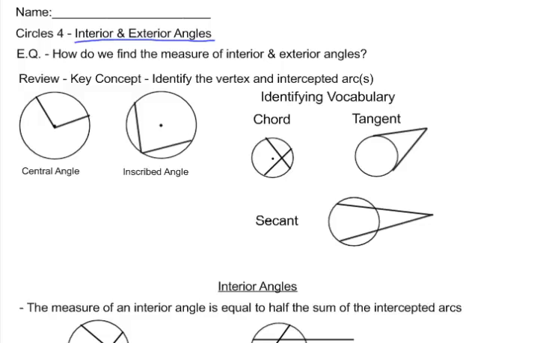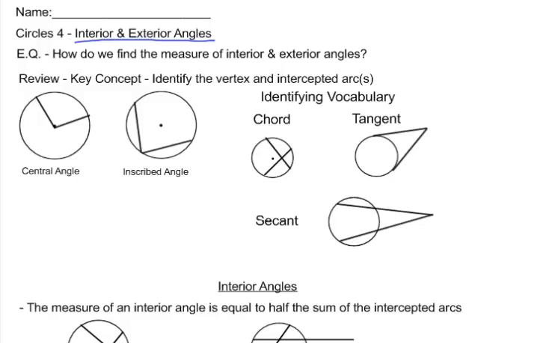Angles. So this is just the fourth day in our circles unit where we've been focusing on angles. And today the essential question that we want to answer is how do we find the measure of interior and exterior angles in a circle, and when we're referring to those, we're referring to the vertex.